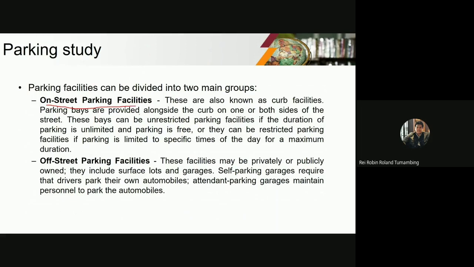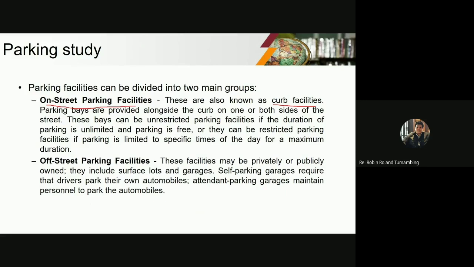Okay? Kasi meron tayong mga legally designated parking spot beside the curb and gutter. Okay? These are also known as the curb facilities. Okay? Parking bays are provided alongside the curb on one or both sides of the parking street. These bays can be unrestricted parking facilities if the duration of the parking is unlimited and the parking is free. Or they can be restricted parking facilities if parking is limited to specific times of the day for a maximum duration. Okay, so it depends daw if it is limited or not limited. Okay, yung iba nagpapabayad, yung iba for free lang.